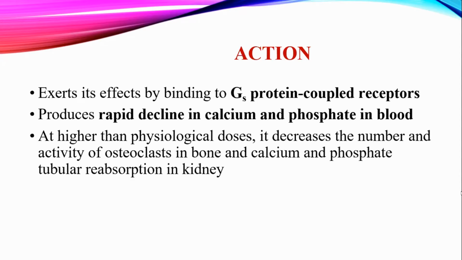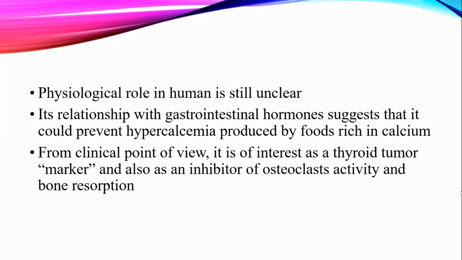So this calcitonin hormone is a very important hormone in the case of birds and fish. However, in the case of humans, the physiological role of calcitonin is still unclear. Because if we remove the thyroid gland, which is responsible for the synthesis of the calcitonin hormone, even the removal of the thyroid gland does not create a clinical disorder relating to calcium.